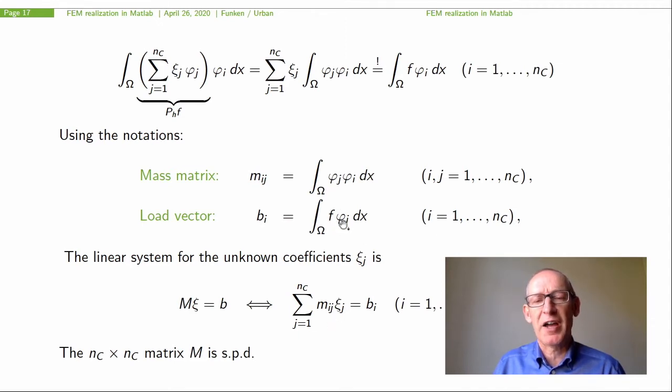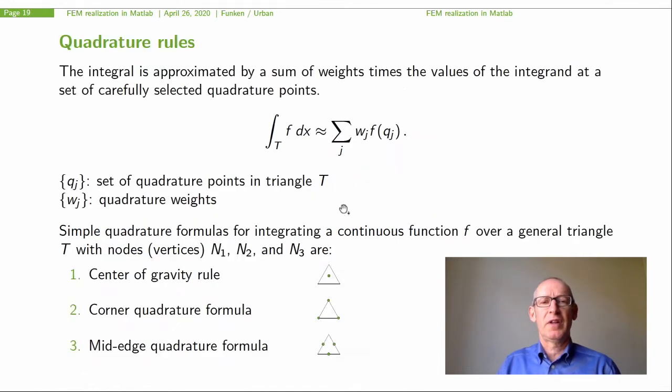So f phi I is now given here. This is for the whole term. There we have weights and the function we would like to integrate. There are mainly three simple rules. The first is the center of gravity rule, where we evaluate the function f at the center of gravity. If the function f were constant, this gives an idea for the quadrature weight. Of course, then it's just the area of the triangle that would be the quadrature weight.